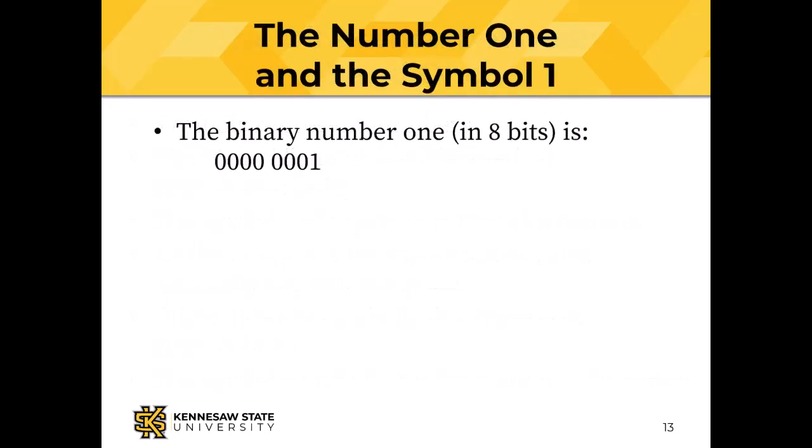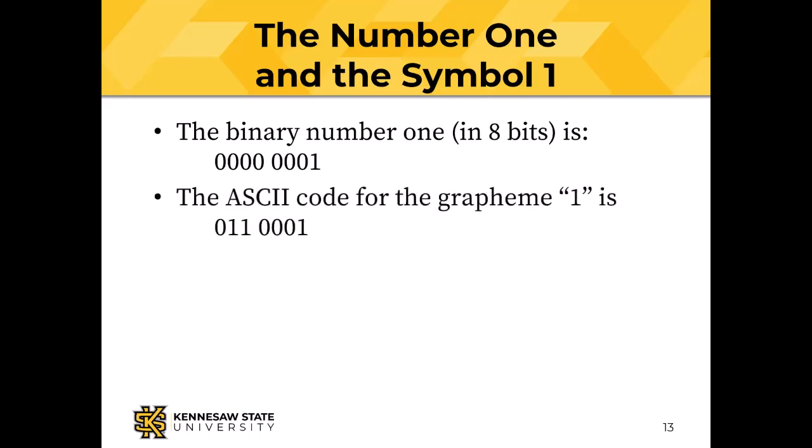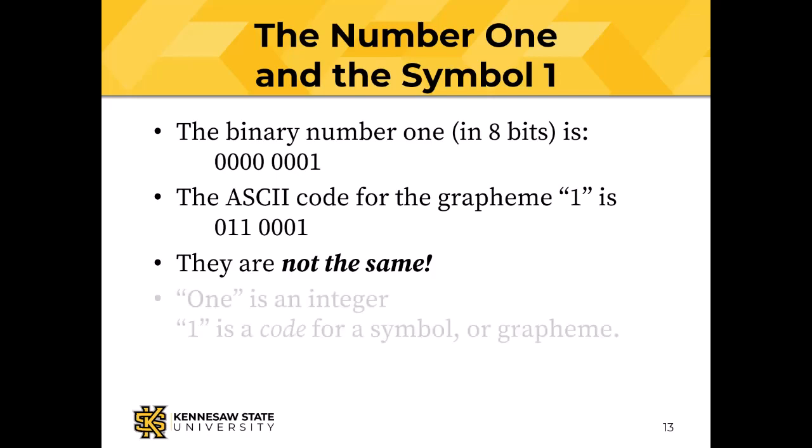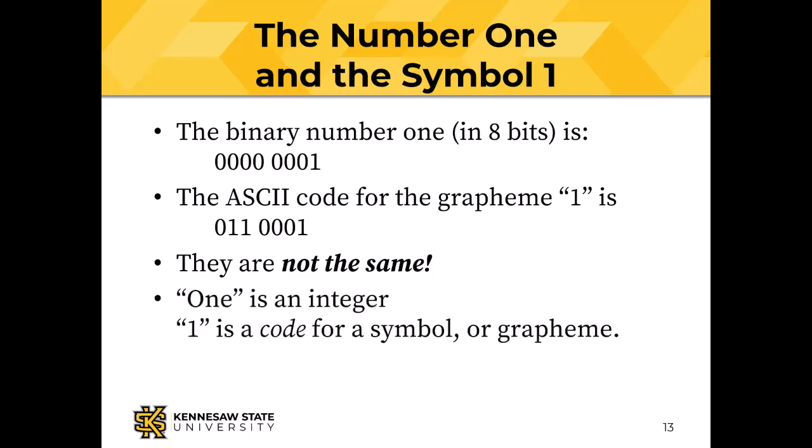Let's look at that in detail. The binary number 1 in 8 bits is 7 zeros and a 1. The ASCII code for the grapheme 1 is 0110001. They are not the same, and that is okay. 1 is an integer, and the symbol 1 is the code for a symbol or grapheme.